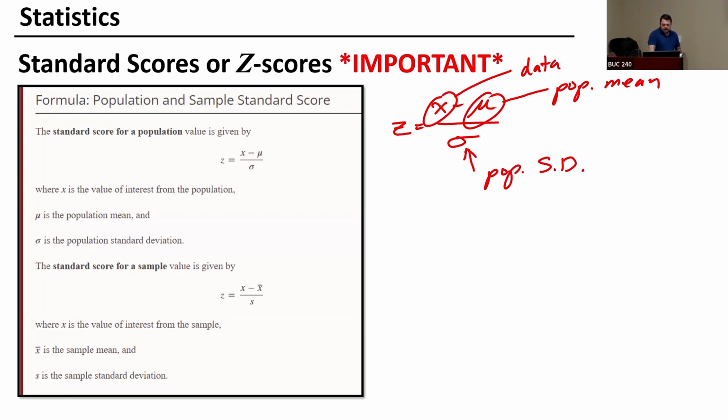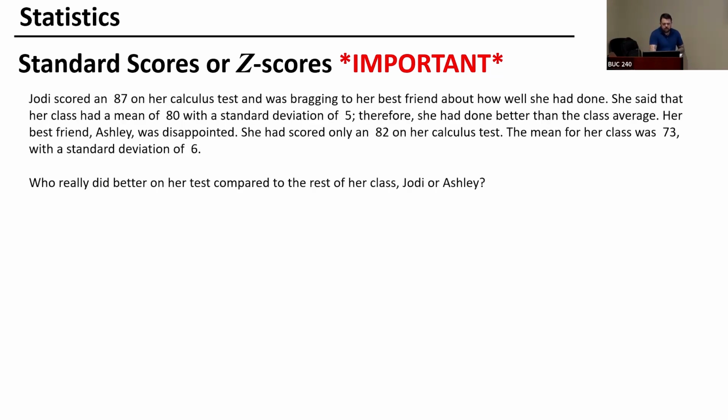Good. What's an example? Jody scored an 87 on her calculus test and was bragging to her best friend about how well she had done. And yes, calculus students do that. She said that her class had a mean of 80 with a standard deviation of 5. Therefore, she had done better than the class average. Her best friend Ashley was disappointed. She had only scored 82 on her calculus test. The mean for her class was 73 with a standard deviation of 6. Who really did better on her test compared to the rest of the class, Jody or Ashley?